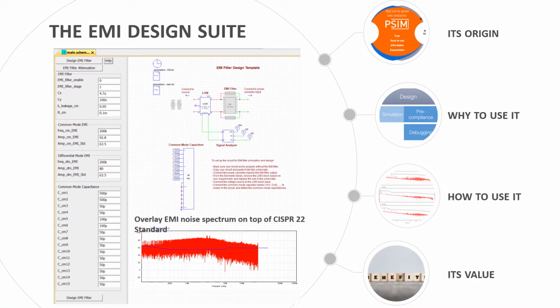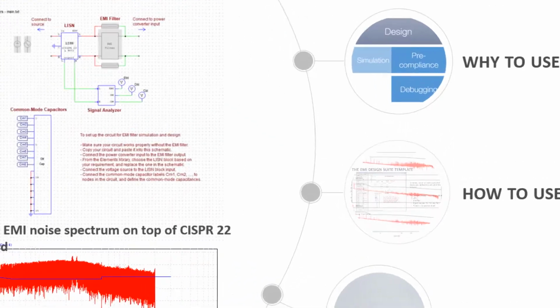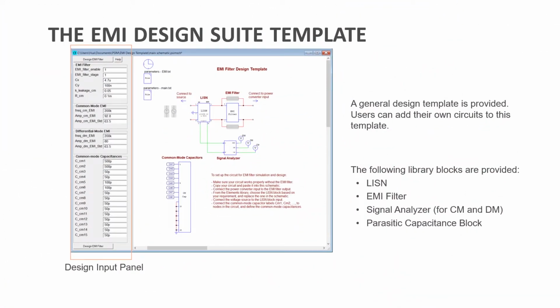In the EMI design suite of PSIM, a generic design template can be used by engineers to go through the typical conducted EMI pre-compliance iteration steps of a converter product development cycle. The template provides the complete set of blocks needed for the design and analysis, namely the LISN, the EMI filter, the signal analyzer for common mode and differential mode, and the parasitic capacitance block. Based on the selected EMI standards, the design suite automatically designs the EMI filter with proper attenuations for both modes, common and differential conducted emission noises. It will generate a complete operational system ready to simulate.